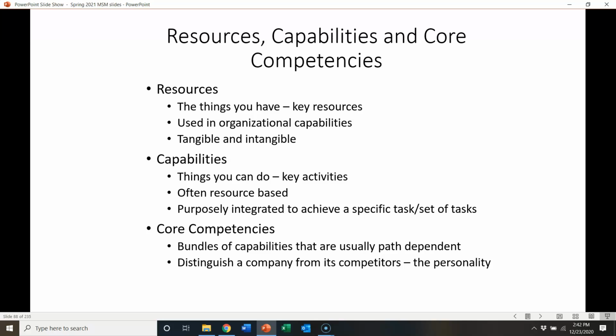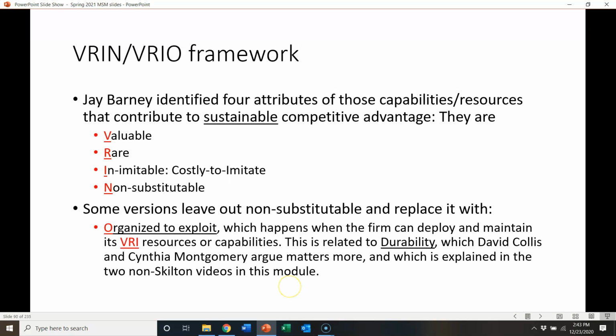And then we can look for certain kinds of capabilities, core competencies, which are often bundles of capabilities like innovation core competency or rapid change core competencies, which we could also call dynamic capabilities. They're usually path dependent, firms develop them themselves, and they're really the things that distinguish the company from its competitors. They're the personality items in this. So this is how I think about it.